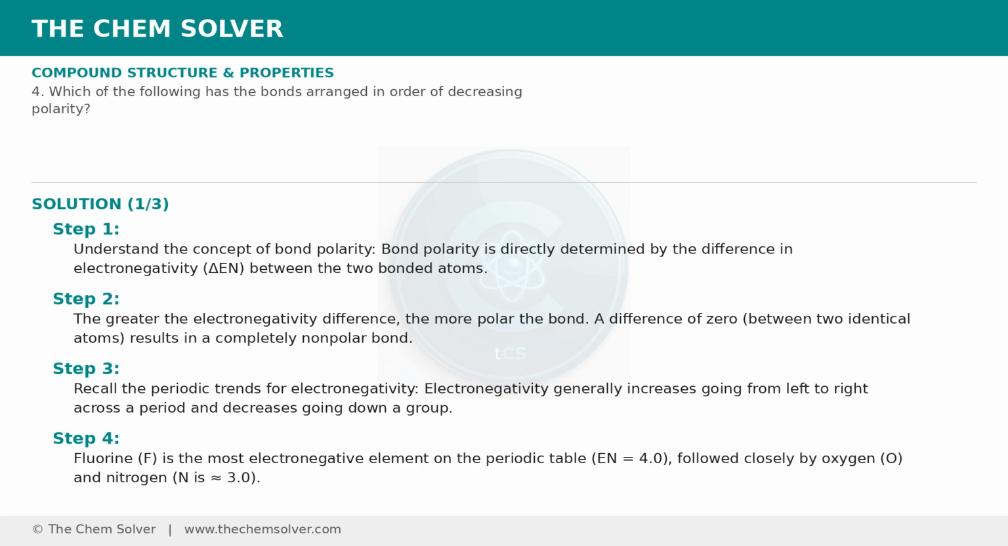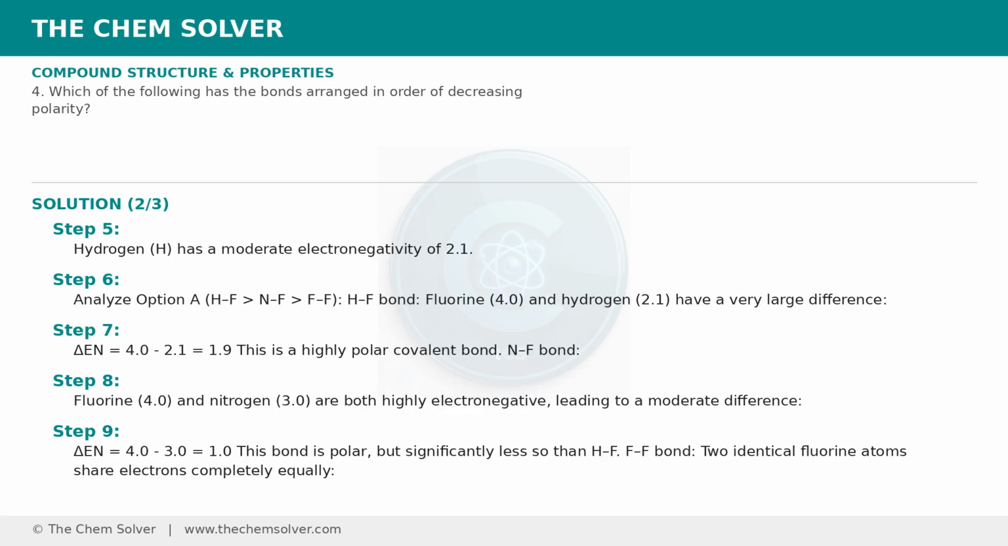Recall the periodic trends for electronegativity. Electronegativity generally increases going from left to right across a period and decreases going down a group. Fluorine, F, is the most electronegative element on the periodic table, EN equals 4.0, followed closely by oxygen, O, and nitrogen, N, at approximately 3.0. Hydrogen, H, has a moderate electronegativity of 2.1.